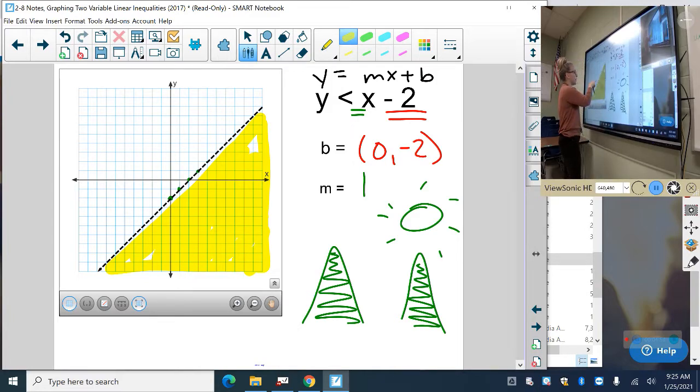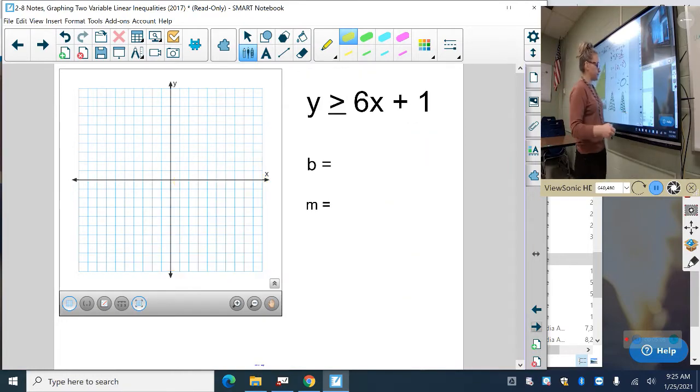So the number 1, 2, 3, 4, 5, -2 is a solution to this inequality because it's in the shaded area. Okay, let's do another one.